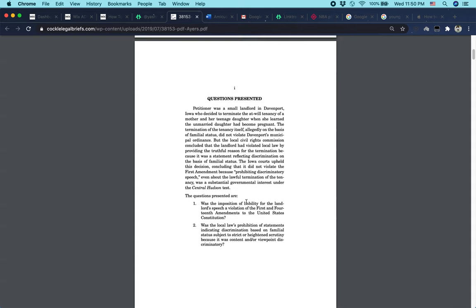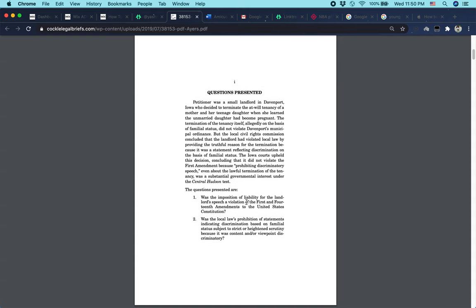So now we'll go to the questions presented. The questions presented are basically the facts of the case. And again, this is a rigid format in which amicus briefs are forced to have these sections all presented in a proper order. So as you can see here, the author is describing a petitioner, a small landlord in Davenport.